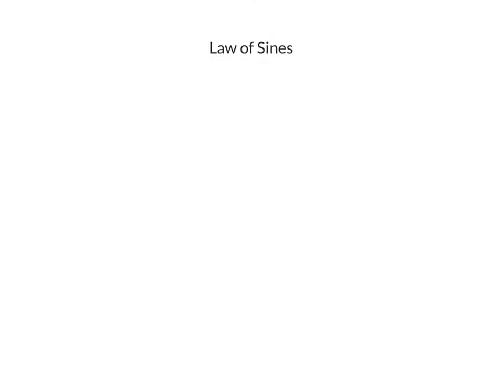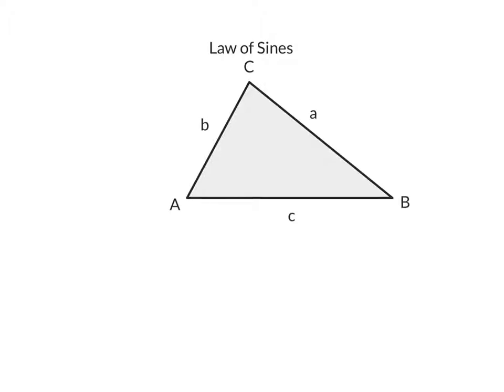This lesson is going to be on the law of sines. Let's start by considering a general triangle. Now, let's label the vertices and the sides. Now, let's construct an altitude from the vertex C to the side AB. And we'll label the length of that altitude h.